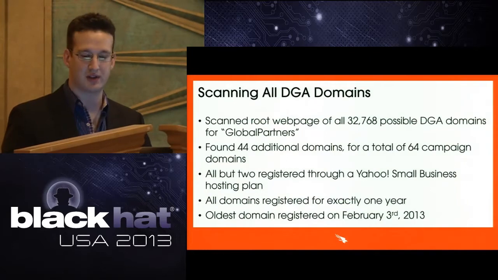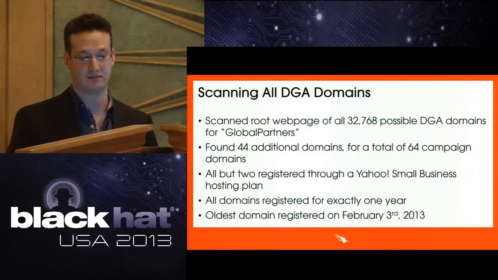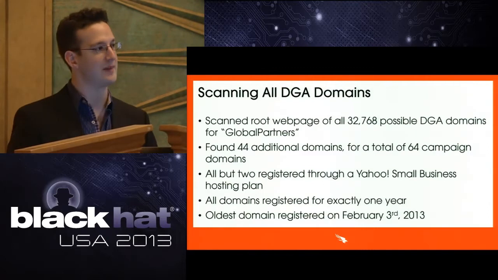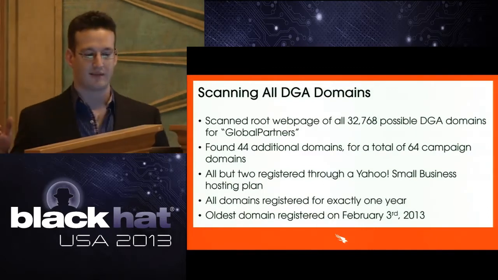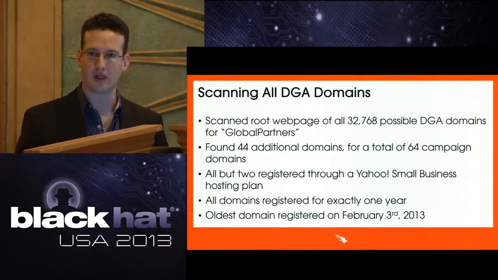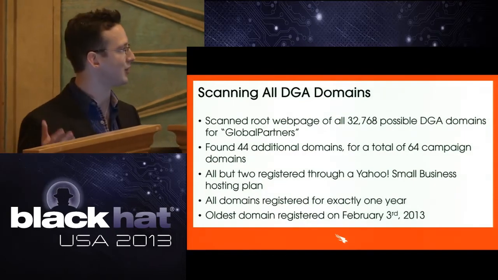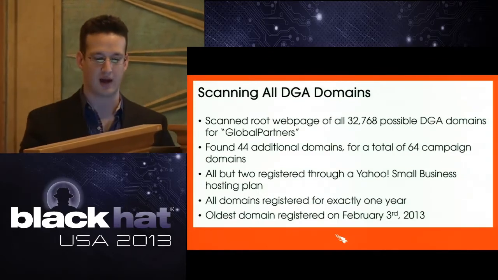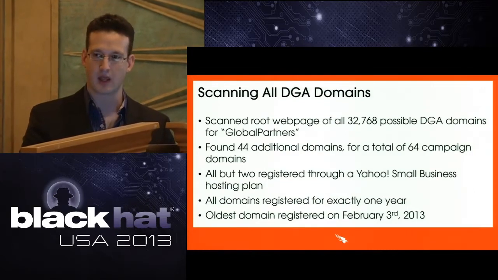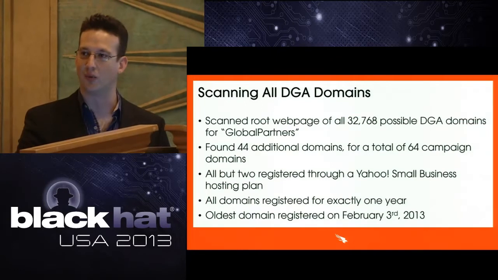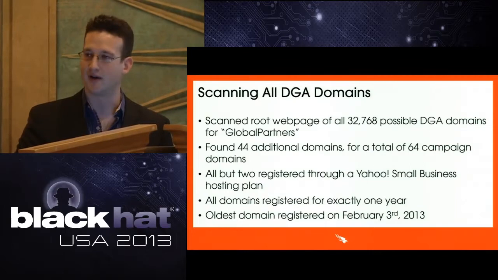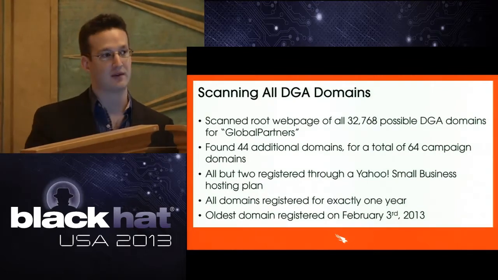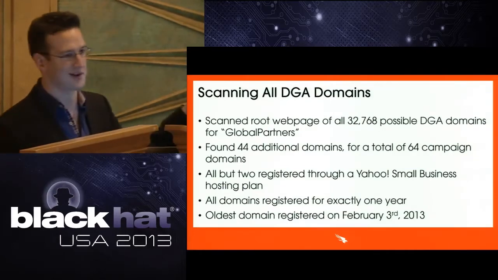Okay, well, we didn't just look at these 20 domains though, we scanned all of them, looking for all the possible domains that could be generated by the DGA for the string global partners. And that allowed us to find 44 more domains for a total of 64 altogether. And all of them, except for 2, were registered through yahoo.com's small business hosting plan. And all 64 are registered for exactly 1 year before the strike time. And the oldest domain was registered on February 3rd, the day after the malware's PE build times first began. And these were also scanned via Tor.